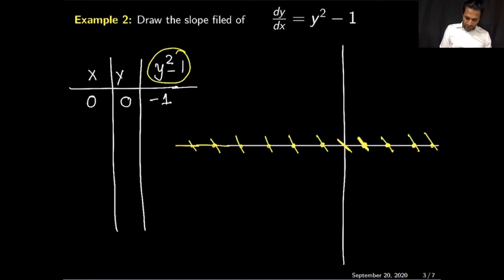Now, if I choose y equal to 1 and x equal to 0, it means I choose this point. The slope is going to be 0. It means here I'm going to have a horizontal line. And no matter what value of x you choose, as long as you choose y equal to 1, the slope is always going to be 0. So all these points are going to have a horizontal tangent line. So here, this is a horizontal tangent line.